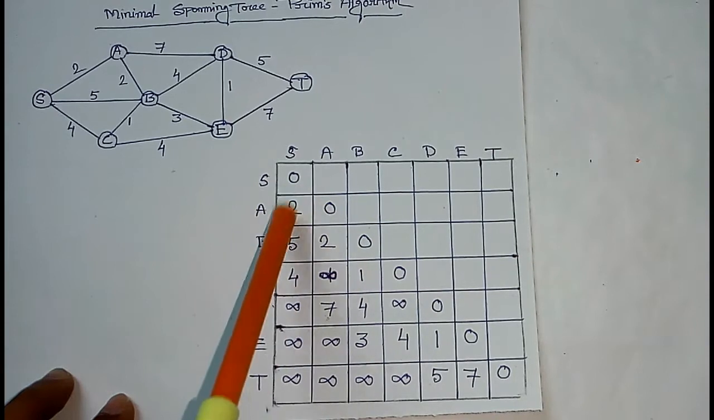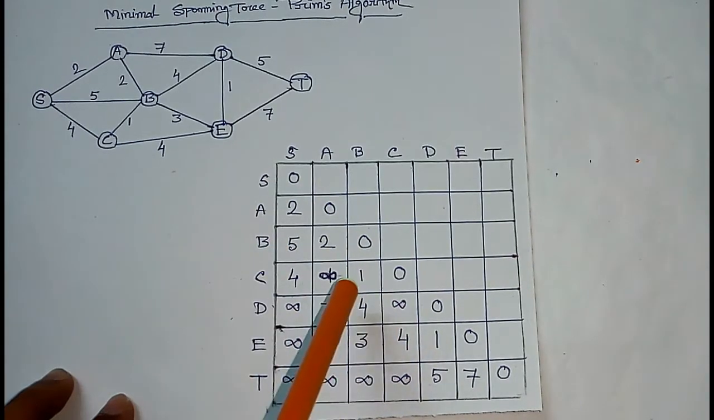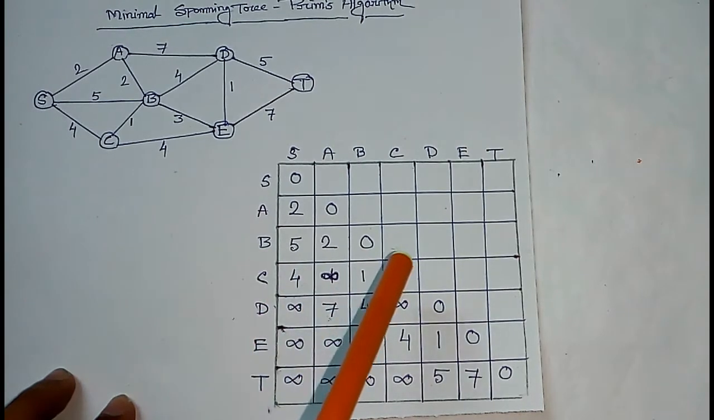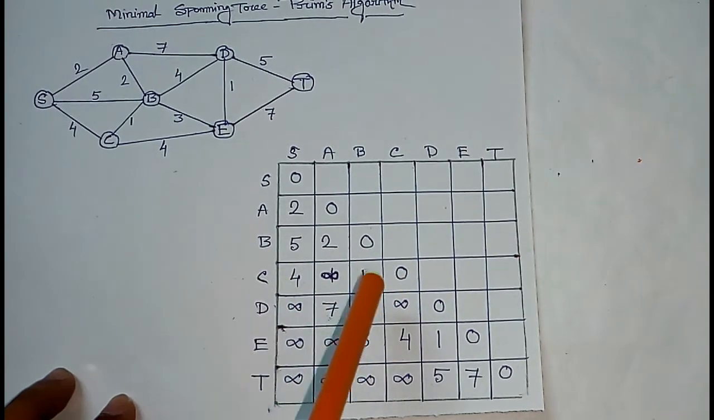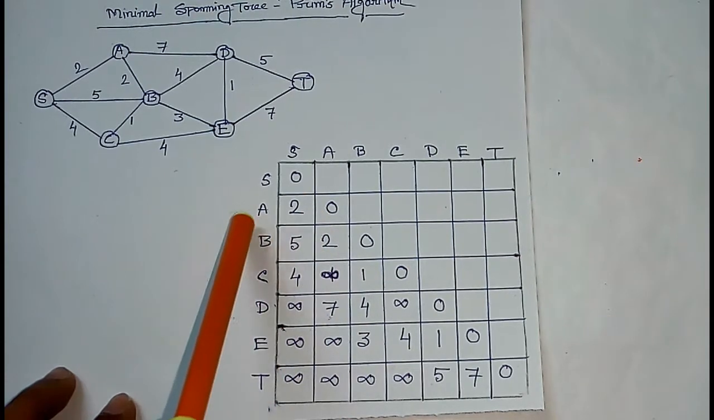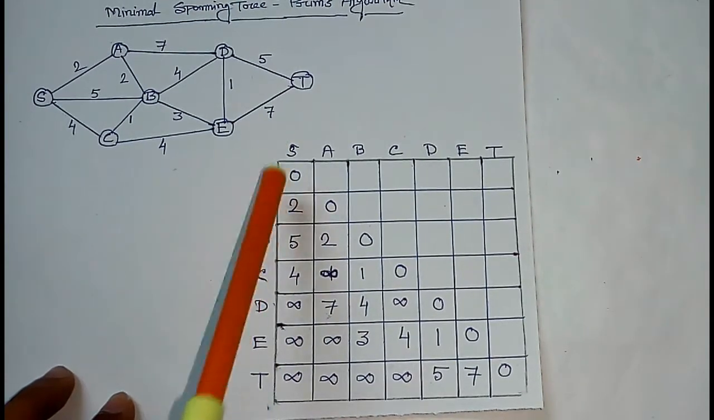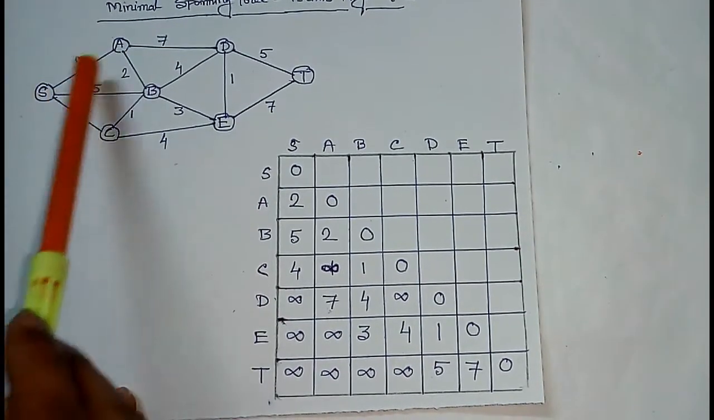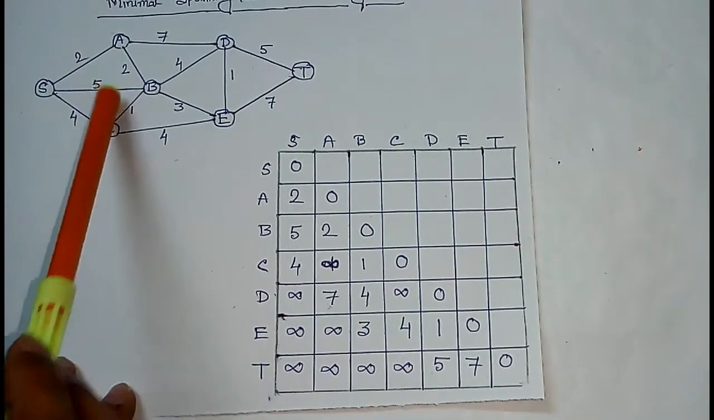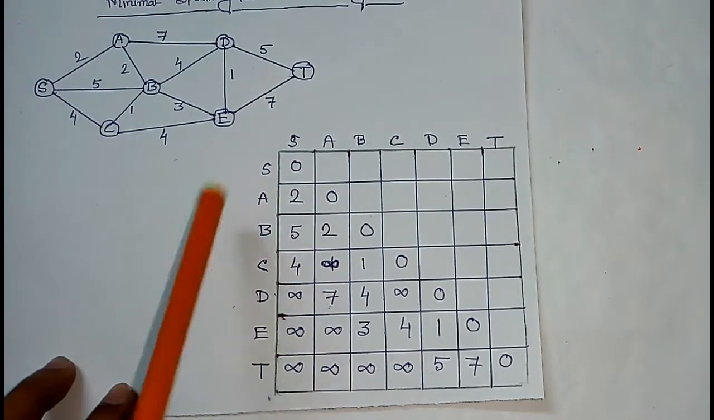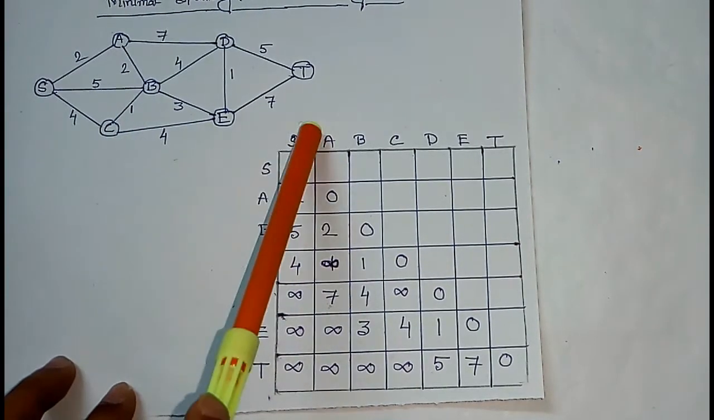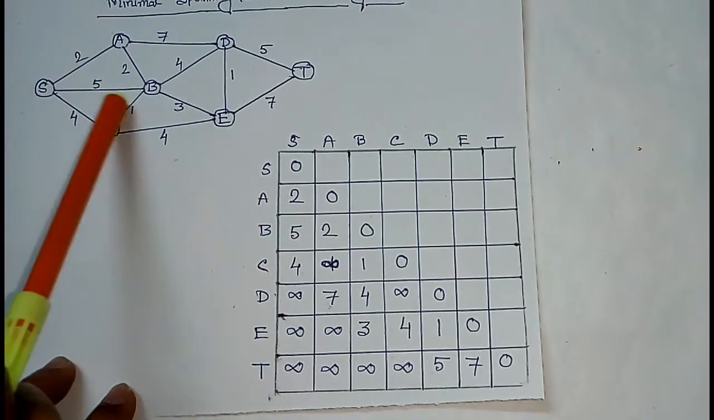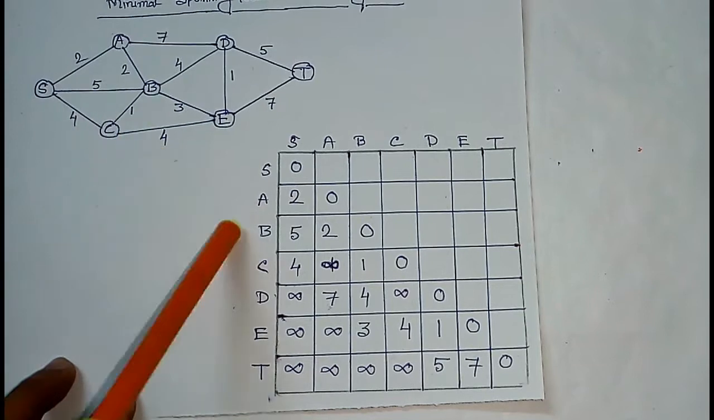Actually, these elements of the table denote the distance, or the weight, of the edge between the vertices. Here you see that the distance between A and S is 2. So there is one edge between A and S and the length of this edge is 2. Hence we have added 2 here. Next we find that the distance between S and B is 5. That's why I have written 5 here.